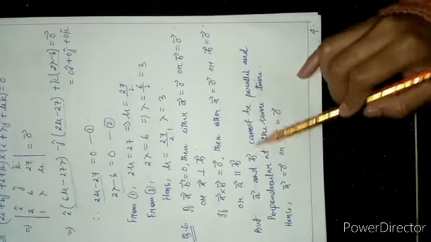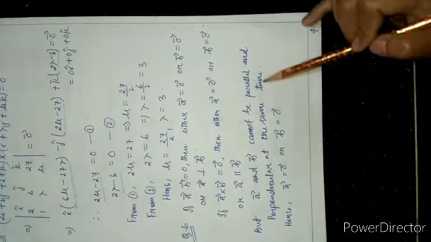But a vector and b vector cannot be parallel and perpendicular at the same time.